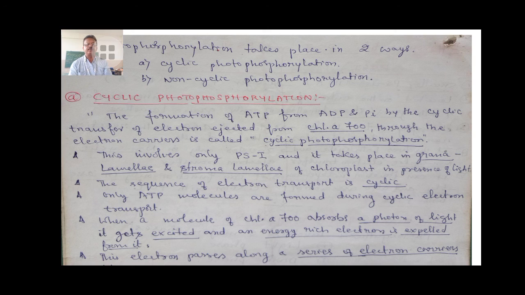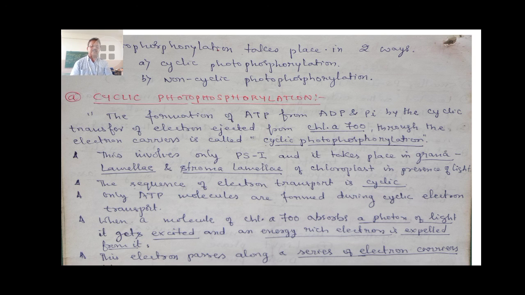When a molecule of chlorophyll pigment A700 absorbs a photon of light, it gets excited and an energy rich electron is expelled from it. This electron passes along a series of electron carriers like FRS, ferredoxin reducing substance, then FD, ferredoxin, and cytochrome B6 and cytochrome F, and then PC, plastocyanin. The plastocyanin transfers the electron to the ionized chlorophyll pigment A700.